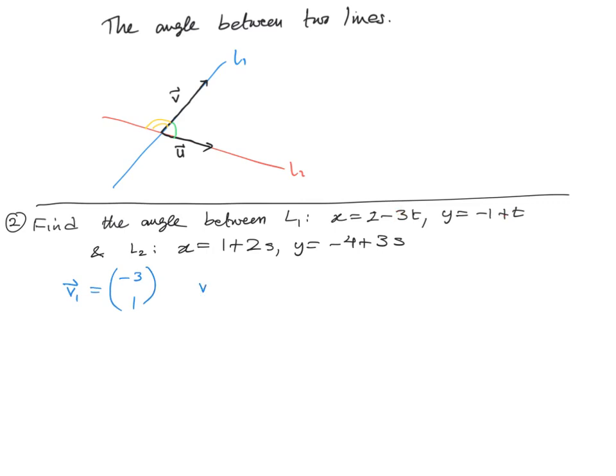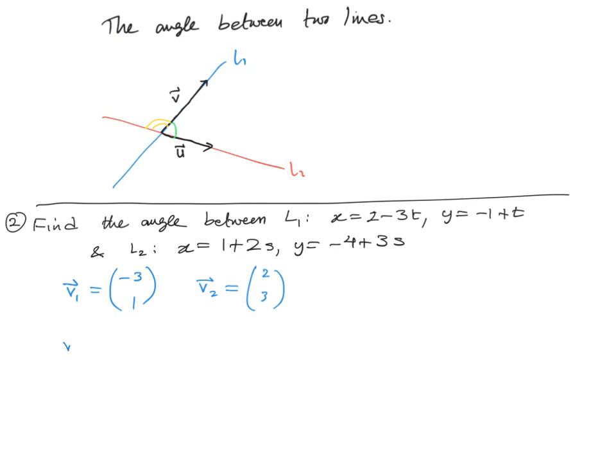And then v2, which is the direction vector for the other line, will be 2 in the x direction and 3 in the y direction. So 2, 3, because again, the 1 and the negative 4 just help you figure out the initial point or the initial position vector. So to find the angle between these two lines, if I just find the angle between these two vectors, I've answered the question.